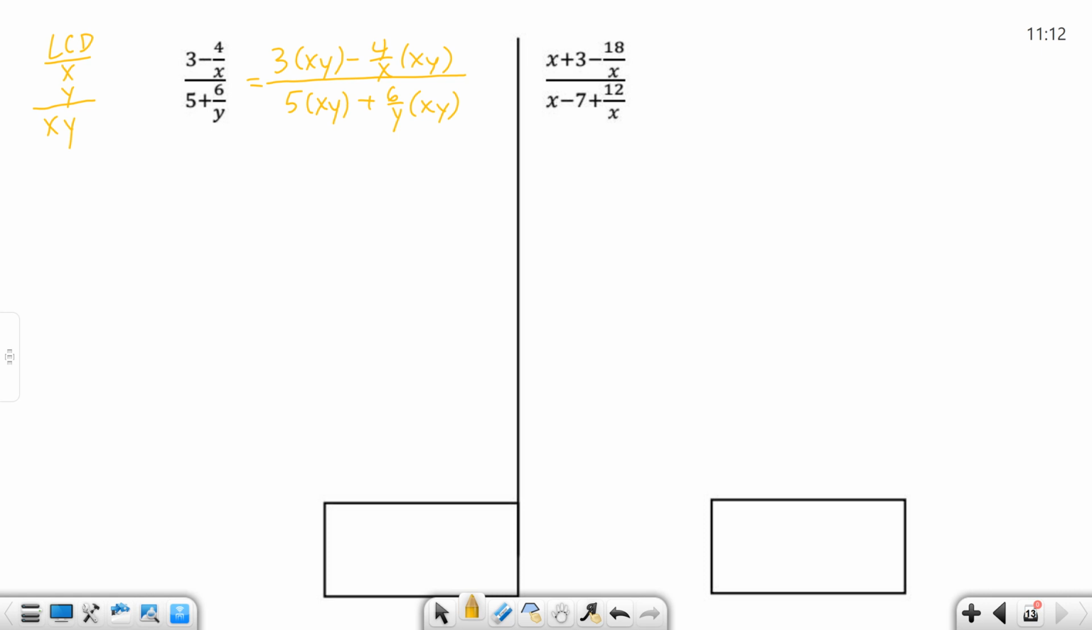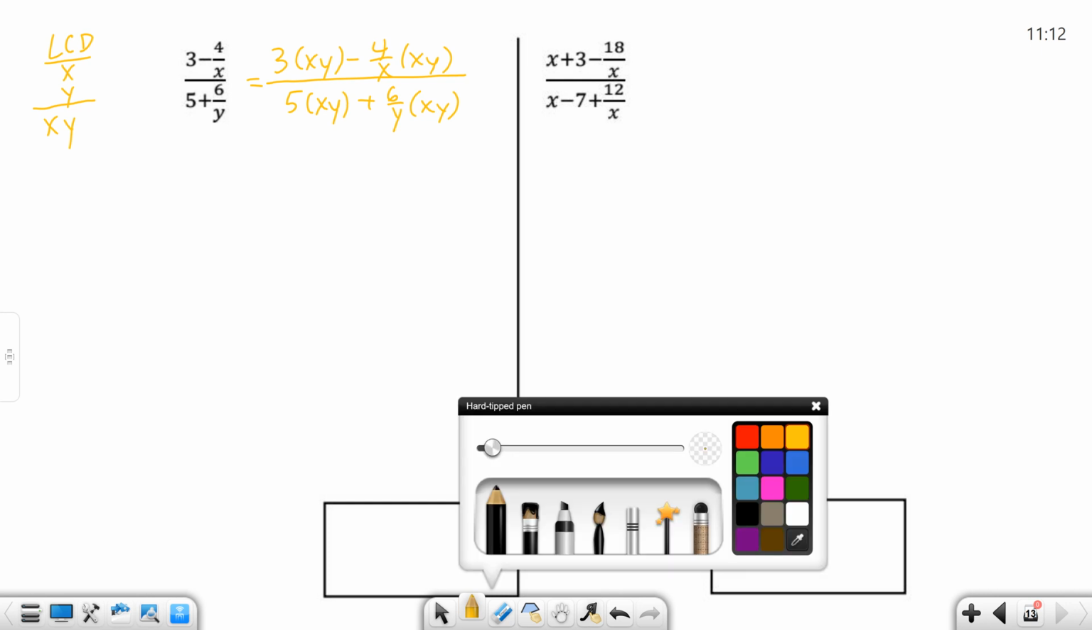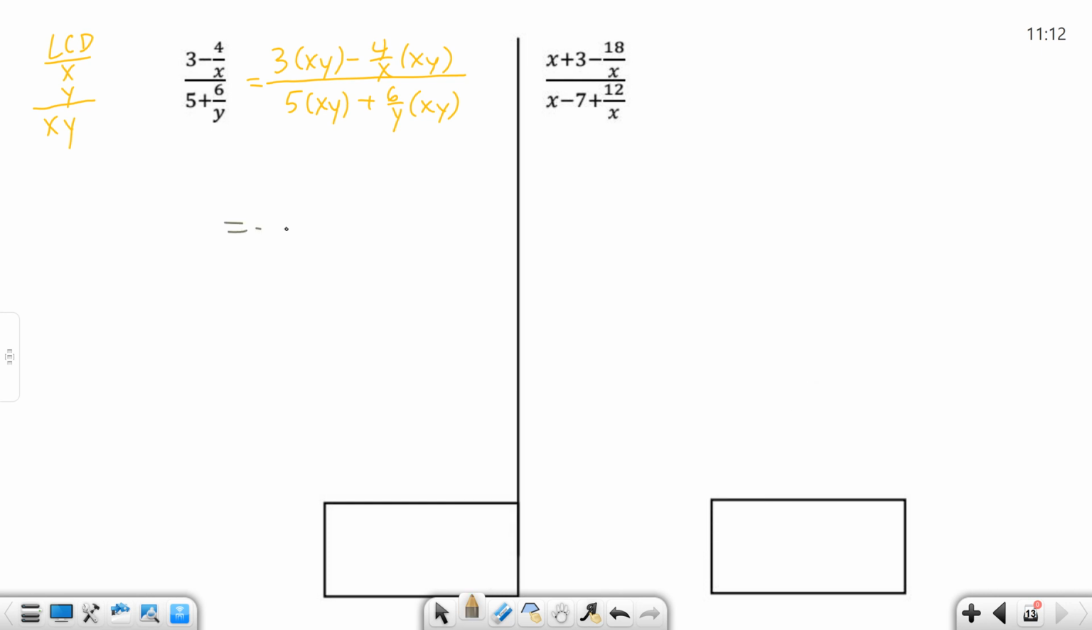All right. So the first part of this is going to be 3xy. All right. And I just realized I didn't change my colors. So this is going to be 3xy. And then here, this is over 1. The x's divide out, so minus 4y. And then here, 5xy. And then here it's over 1, and the y's divide out, and I'm left with plus 6x.